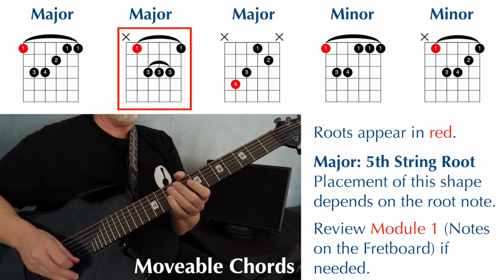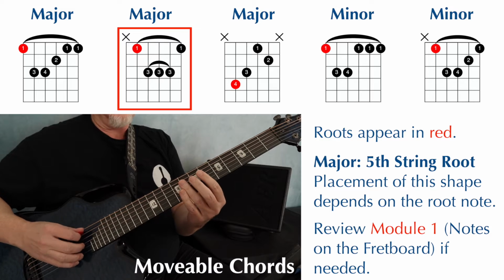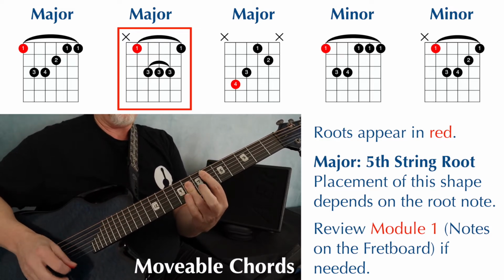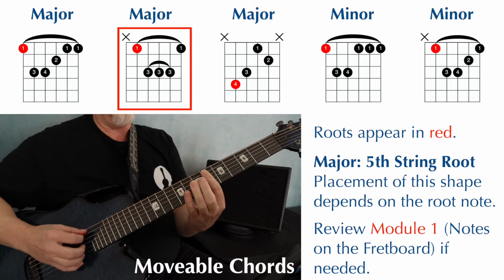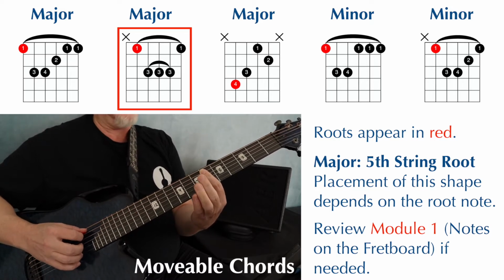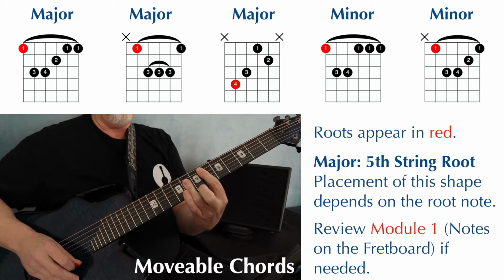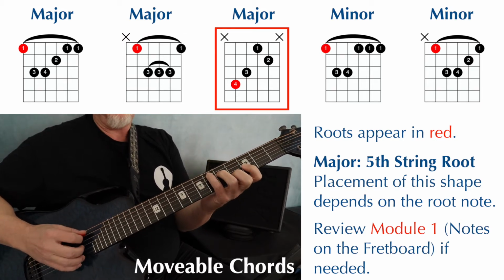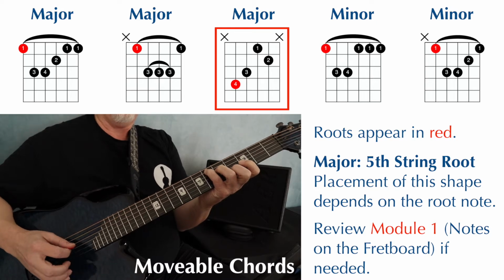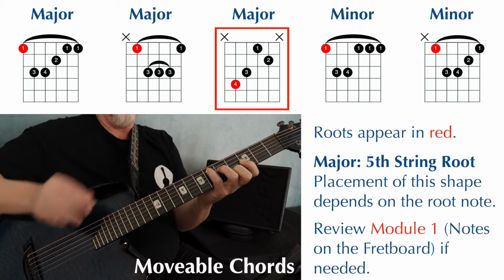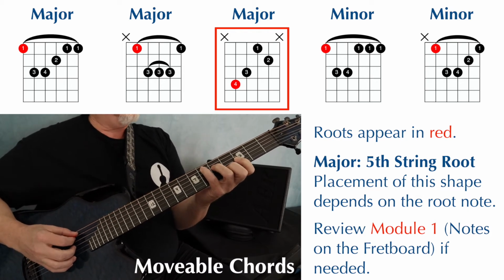Here's one of two shapes you can play with 5th string roots for major chords. That would be an E flat major that I'm playing because I'm placing the root of that shape on the E flat, string 5, fret 6. You could also play this major shape with the root on the 5th string. This is also an E flat major chord because the root of that chord I'm placing on the E flat on the 5th string.